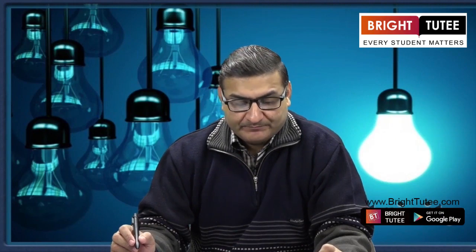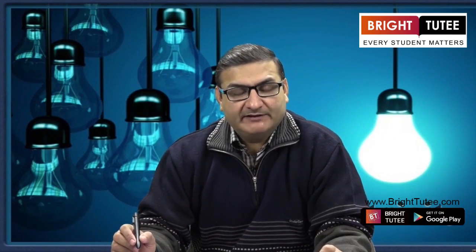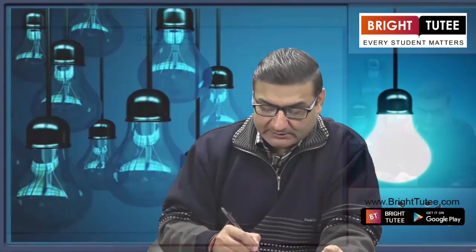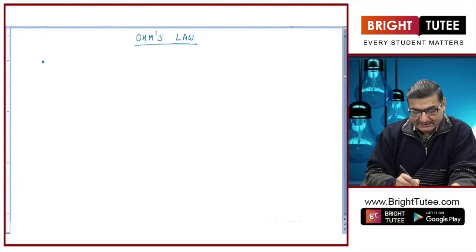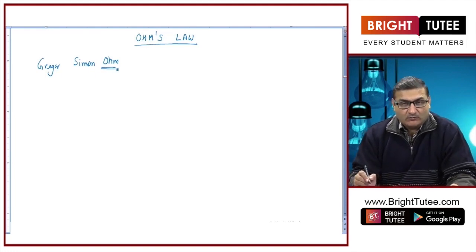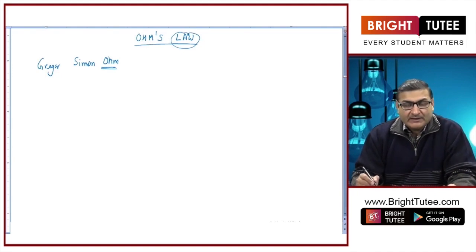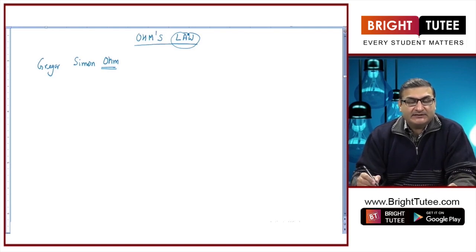Hello dear students, the next topic we will be studying about is very important, and that is Ohm's law. Now in 1827 there was a physicist, a scientist whose name was George Simon Ohm. Now what did this Ohm say? He gave a law known as Ohm's law, and this Ohm's law was basically a relationship between the potential difference and current in a particular circuit.